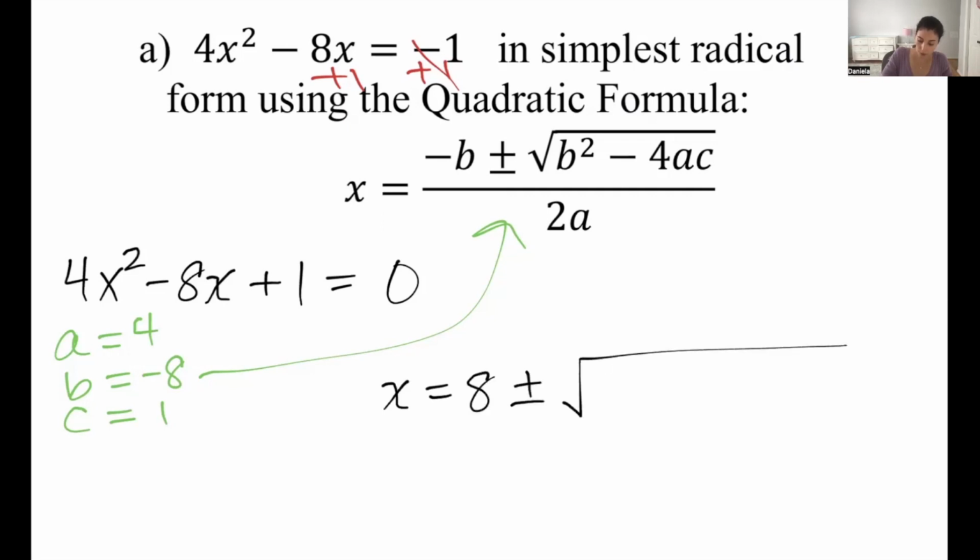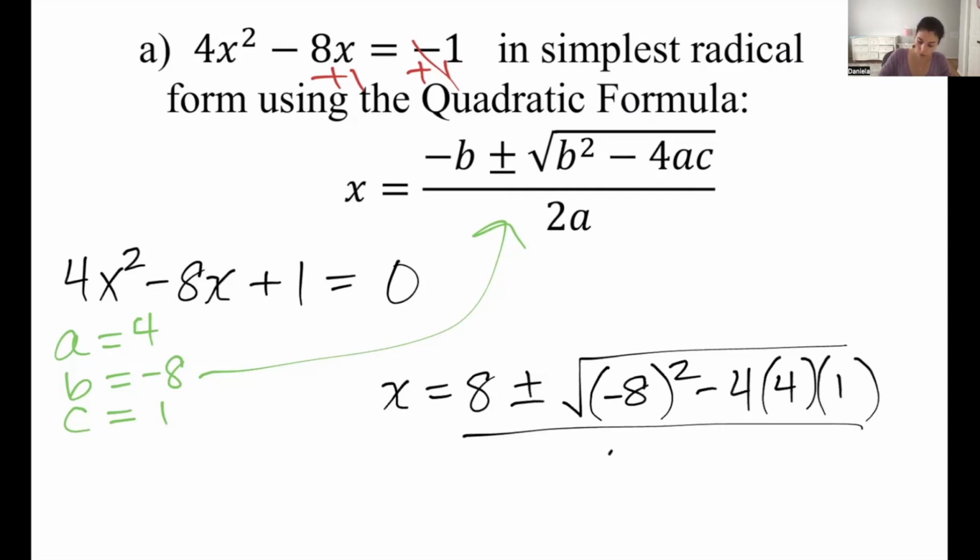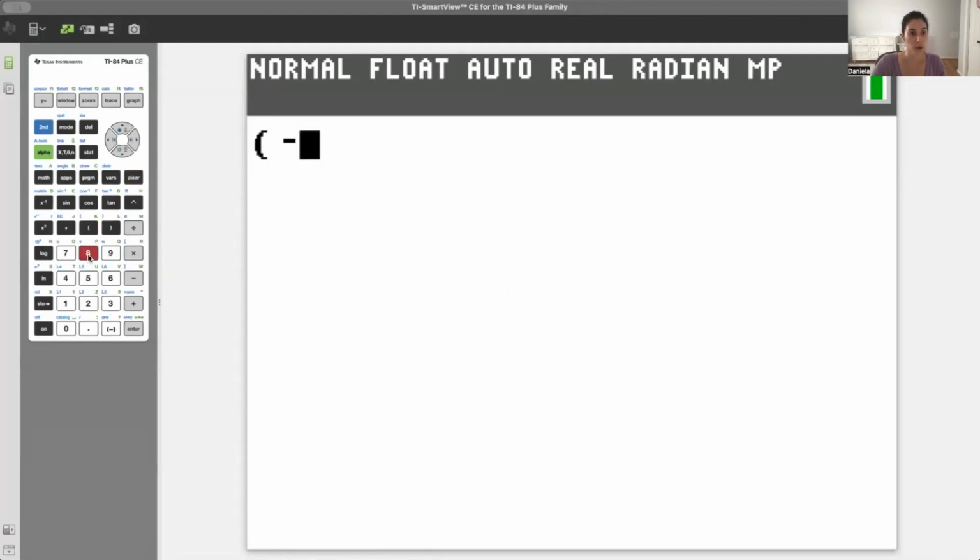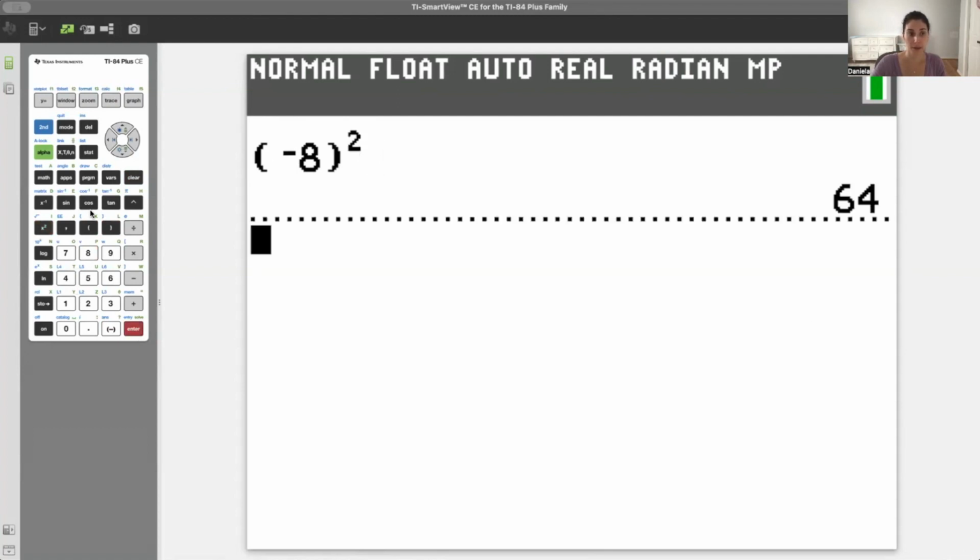Super important: when you substitute, you have to substitute with parentheses here, or else the calculator is going to give you -64 as opposed to +64. And I can show that in the calculator in a second. And we're going to do it all over 2 times A, which is 4. So I just want to show you really quickly that if you put -8 in parentheses, it'll give you +64.